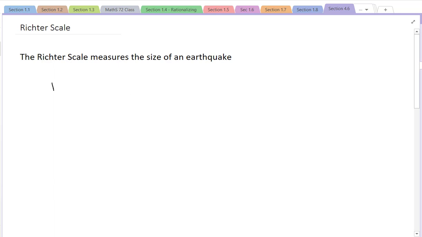Geologists define the magnitude of an earthquake to be the log base 10 of I, the intensity of an earthquake, divided by S, the standard intensity of an earthquake. So let's define what these things are. M is the magnitude, and this is what the Richter scale is. In here, magnitudes like 8.3 or 6.6 have already had the log base 10 applied.